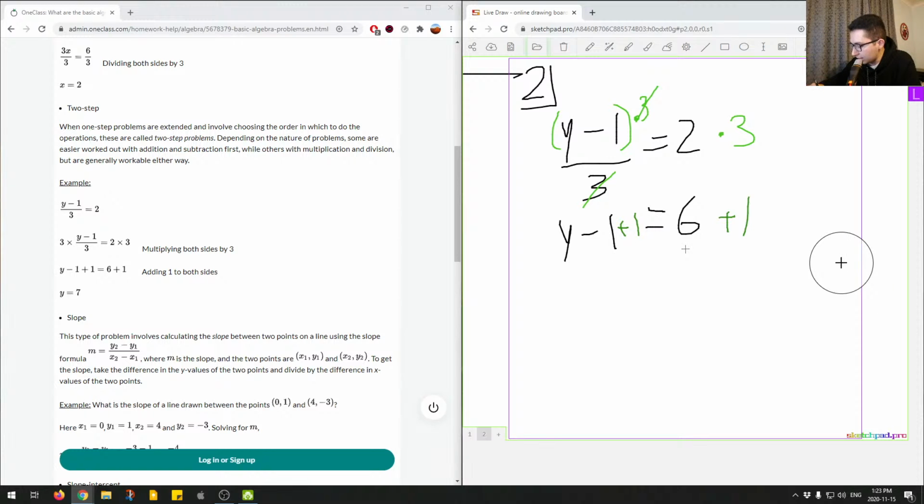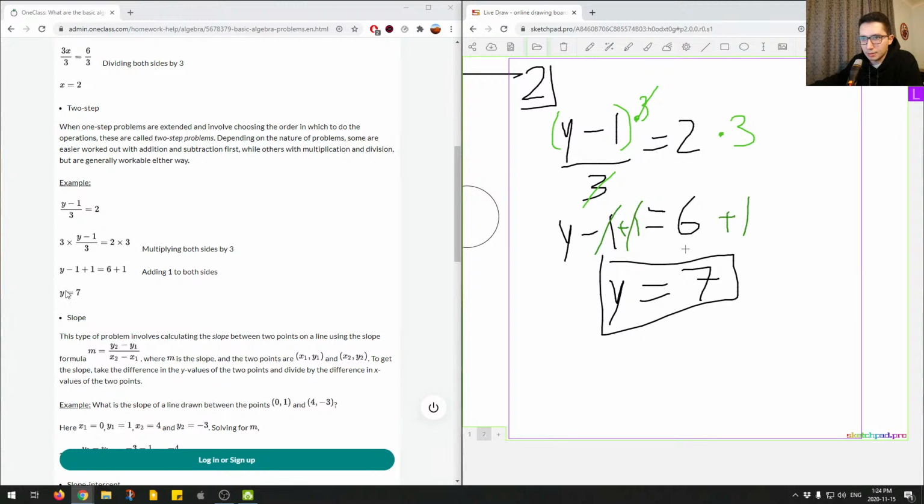We can see that the 1's cancel out, and we're left with y is equal to 6 plus 1, which is 7. So here they get the same answer, and this is correct.